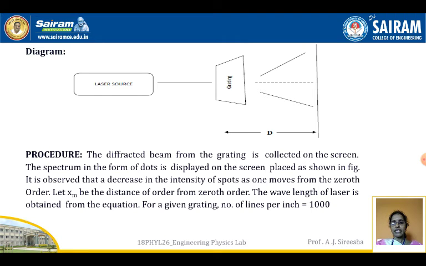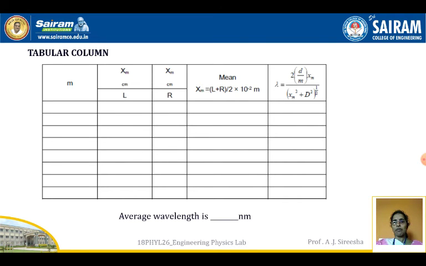It is observed that the intensity of the spots decreases as one moves away from the zeroth order. Let xm be the distance of the order from the zeroth order. The wavelength of the laser is obtained from the equation. For the grating element, the number of lines per inch is 1000. Now we can tabulate the readings taking the spots.